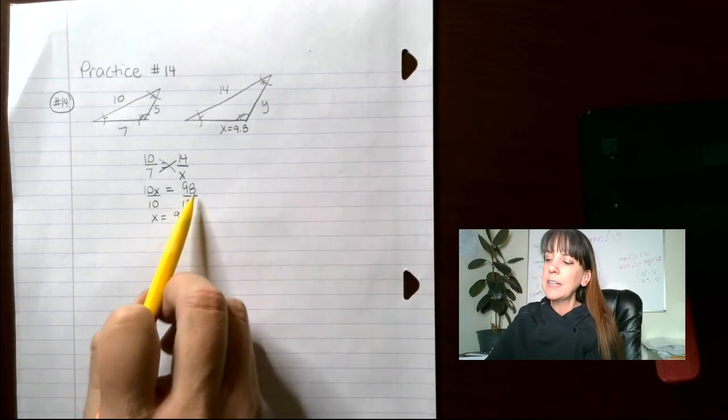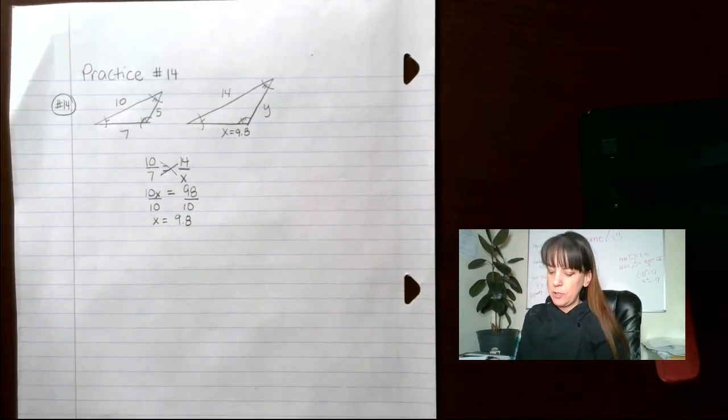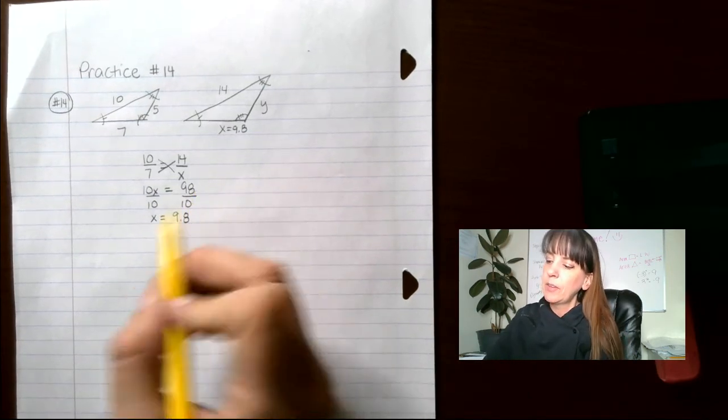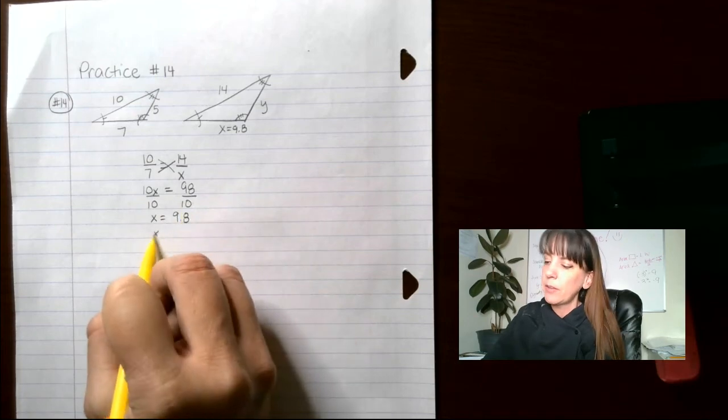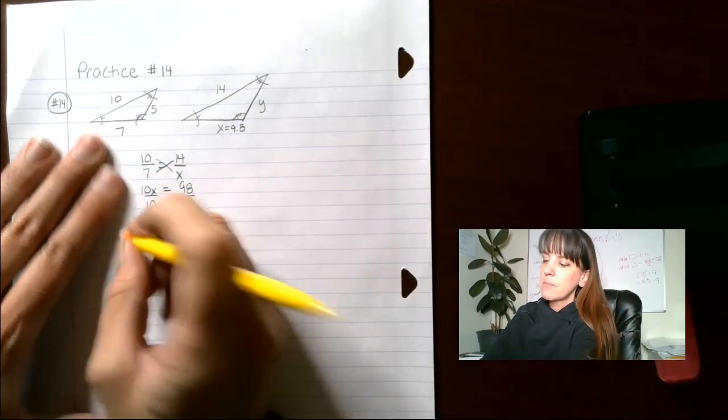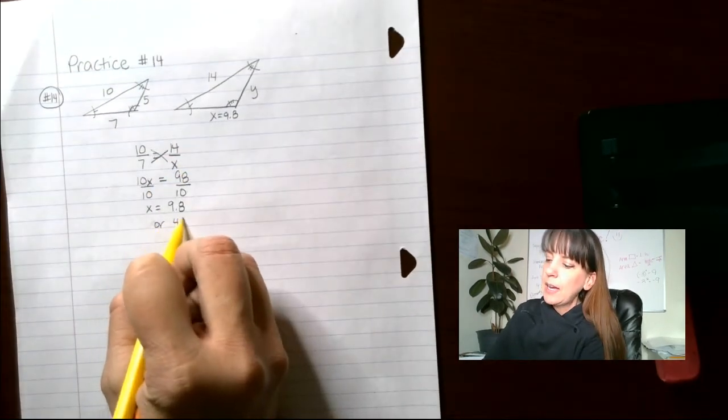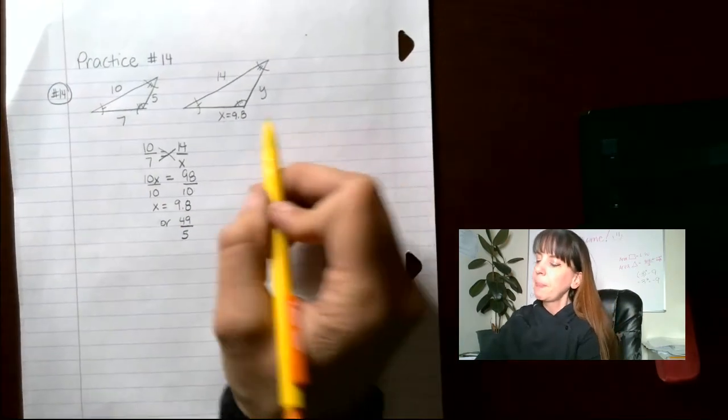If you wanted to leave it as a fraction, you would need to make sure to reduce this, right? So fraction form would be, reduce this by 2 and this by 2. You would end up with 49 over 5, okay?